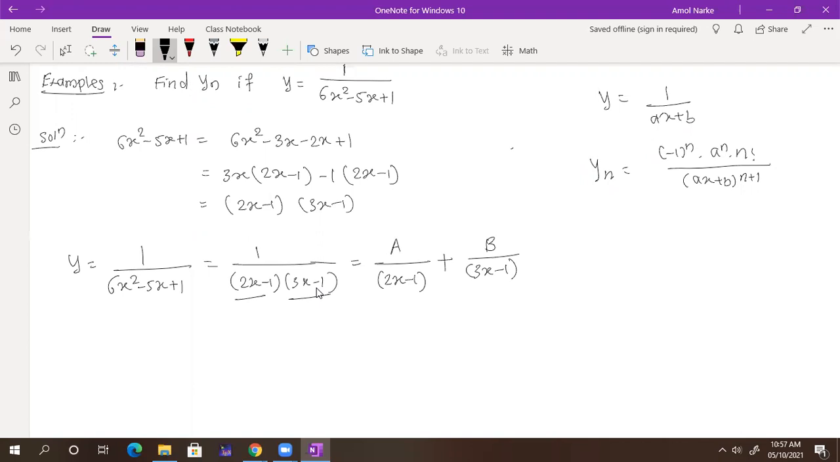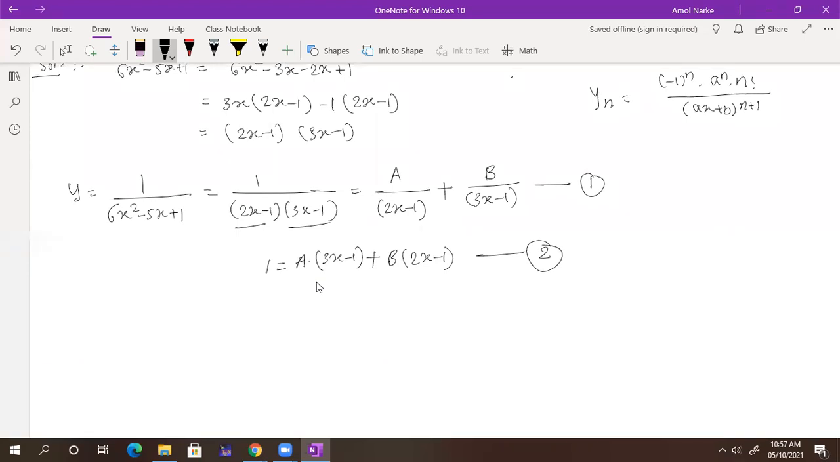So this is the equation I have. I multiply the terms 2x minus 1 and 3x minus 1 throughout the equation. If I multiply, I get 1 is equal to A times 3x minus 1, since the 2x minus 1 gets cancelled, plus B into 2x minus 1, since the 3x minus 1 gets cancelled. Everyone got this? This is my equation 1. This is my equation 2. Got it? Any doubts up to this? No, sir. Now tell me how to find the values of A and B.